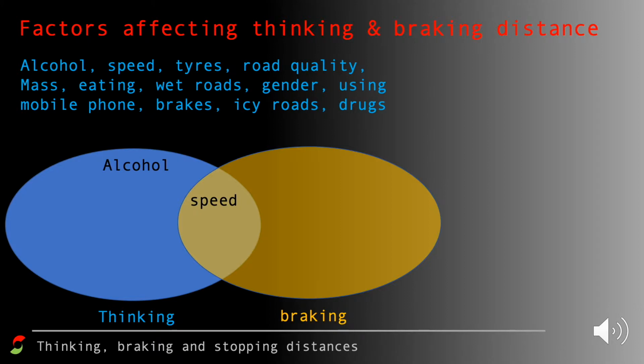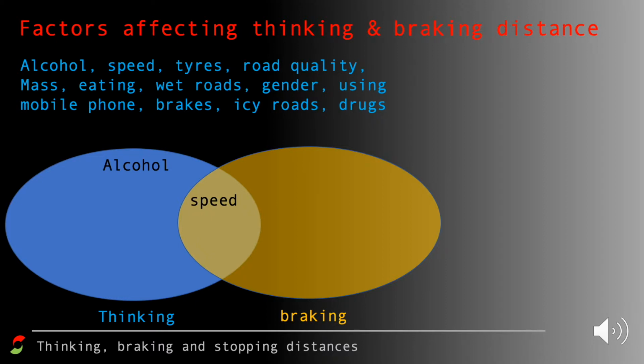Because if your reaction time is 1 second and you are traveling at 10 meters per second, then in that 1 second you will travel 10 meters. If you are traveling 20 meters per second and your reaction time is 1 second, you will travel 20 meters. So it's definitely thinking distance.